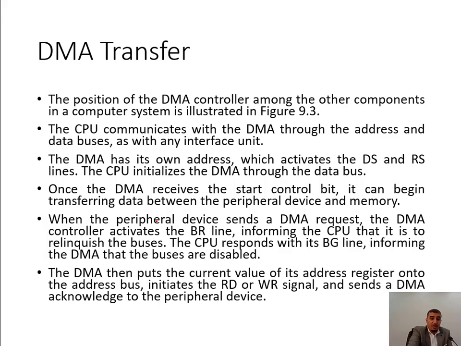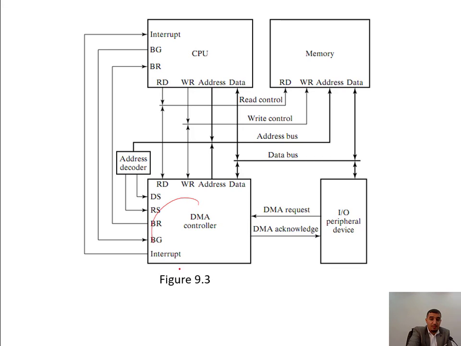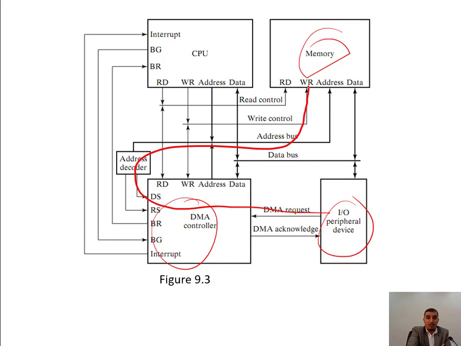The position of the DMA controller among the other components of a computer system is as shown over here. This is our DMA, this is our peripheral, and this is our memory. So the memory will talk to the DMA, and the DMA will send the information to the memory immediately without going through the CPU.